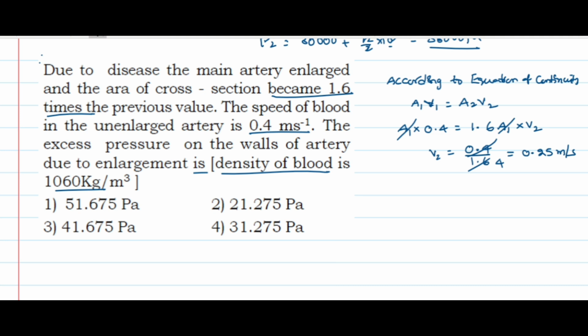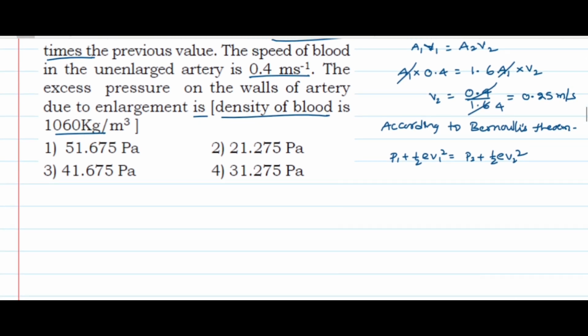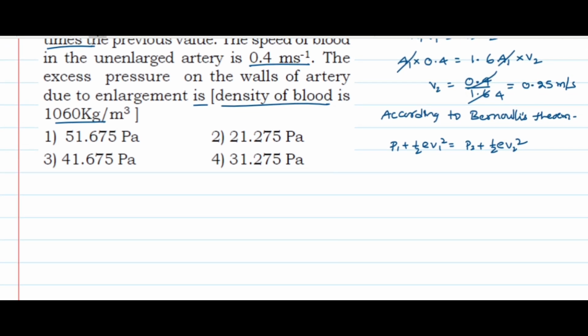So according to Bernoulli's principle, Bernoulli's theorem, we can take P1 plus half rho V1 square equals P2 plus half rho V2 square. Here they are asking the excess pressure in the walls of the artery, meaning the pressure difference we need to calculate. Then P2 minus P1 equals half into rho into V1 square minus V2 square.